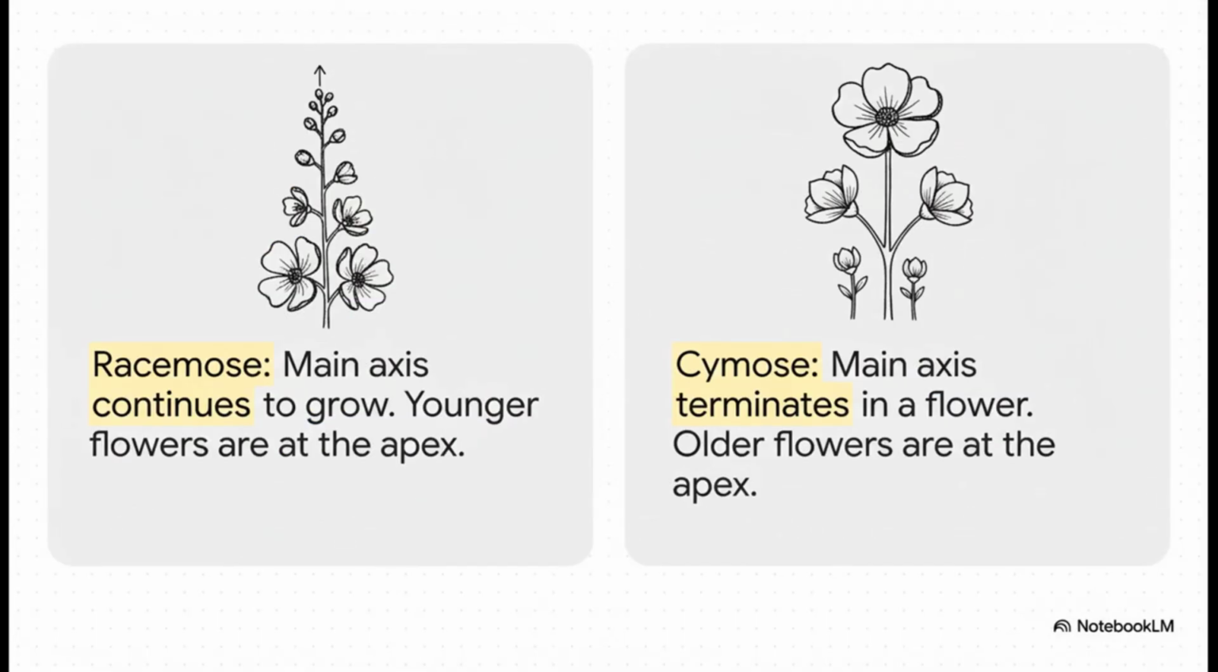Now, flowers don't always show up one by one. The way they're clustered on a stem is called an inflorescence, and it's a huge deal for telling plants apart. It boils down to two main types, and the difference is actually really simple. Just ask yourself one question: does the main stalk keep growing, or does it end with a flower? In a racemose inflorescence, the main axis just keeps on growing indefinitely, and the youngest flowers are always at the top. But in a cymose one, bam, the main axis ends in a flower. Its growth is done, and because of that, the oldest flowers are at the top.